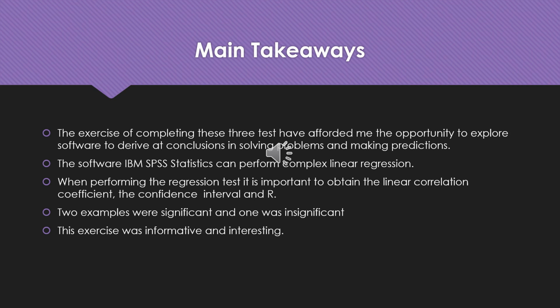Main takeaways. The exercise of completing these 3 tests has afforded me the opportunity to explore software to arrive at conclusions in solving problems and making predictions. The software IBM SPSS Statistics can perform complex linear regression. When performing the regression test, it is important to obtain the linear correlation coefficient, the confidence interval, and the R value. 2 examples were significant and 1 was insignificant. This exercise was informative and interesting.